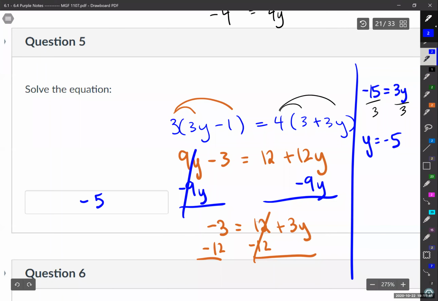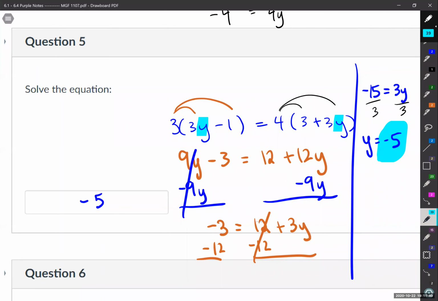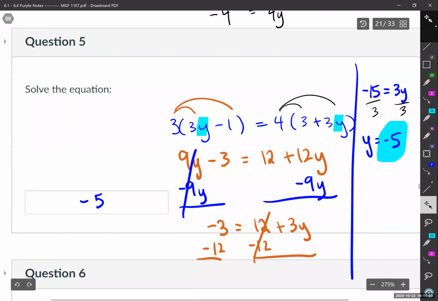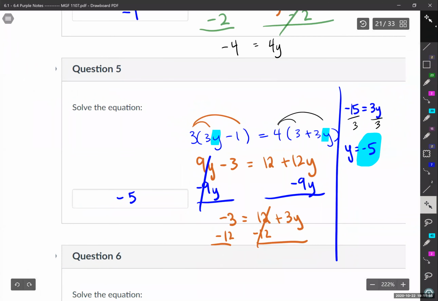And particularly if time permits, remember you can always check your work by substituting that value back into the original expression and making sure you get a true statement. Any questions here before we move on? Good.